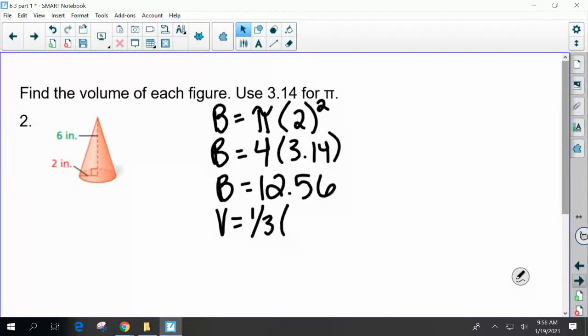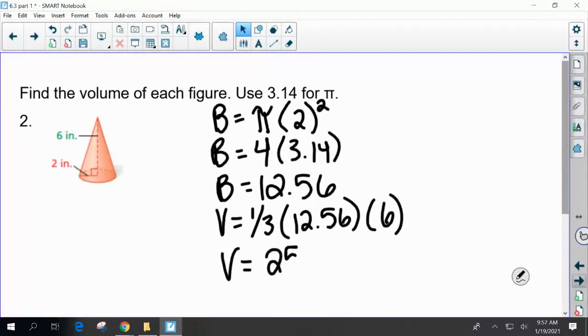And then for the volume, again, same process. 1/3 times capital B, which is 12.56, times the height, which is 6. And what do you get? 75. Take that times 1/3. 25.12. Yeah, 25.12. And then the label would be inches cubed.